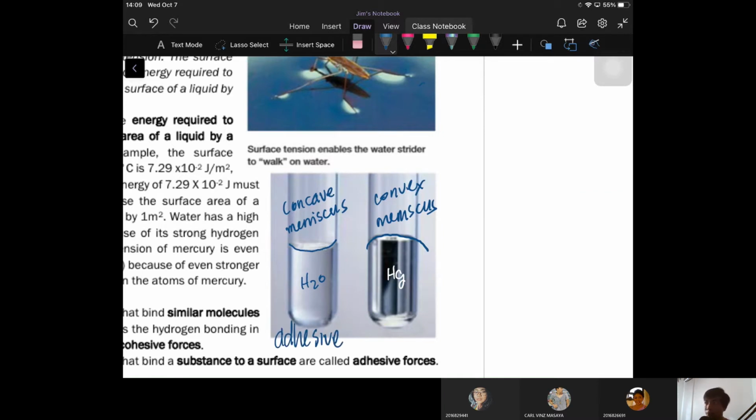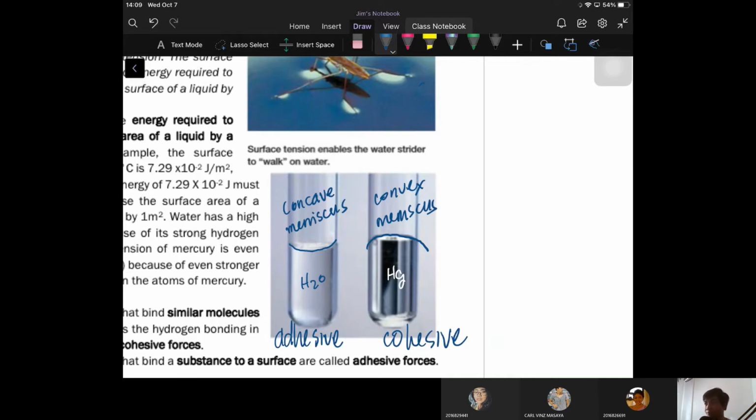So, adhesive forces, yon when your substance attaches to the other substance. Dumidikit siya sa kabila, no? So, adhesive, dumidikit sa sides. That's adhesive forces. Pero, kapag hindi siya dumidikit sa side ng glass, we call that the cohesive forces, no? So, adhesive, dumidikit, forming concave meniscus. Cohesive, ayaw dumikit, forming convex meniscus.